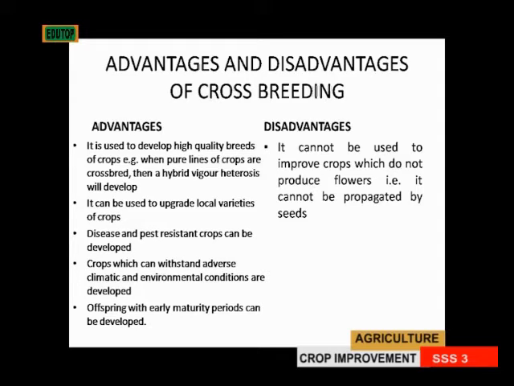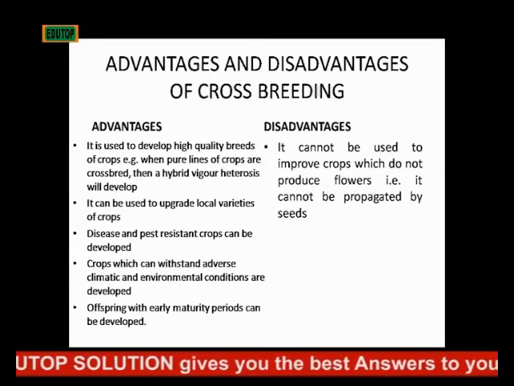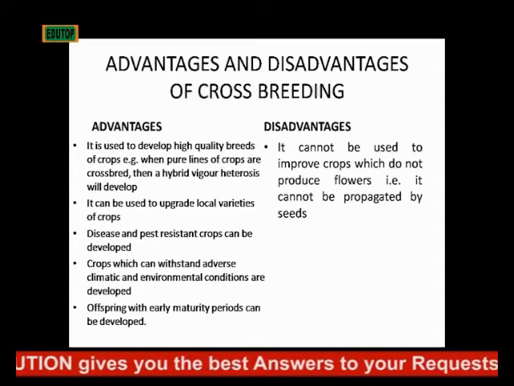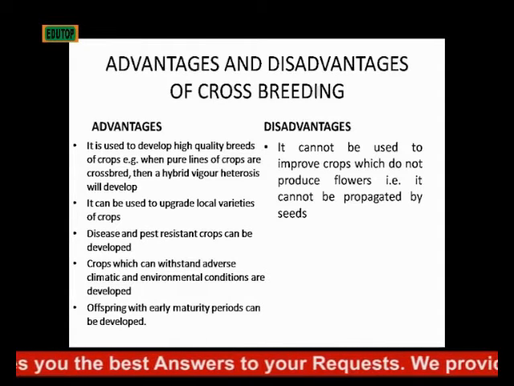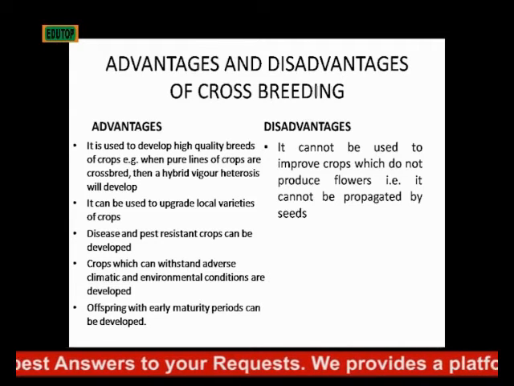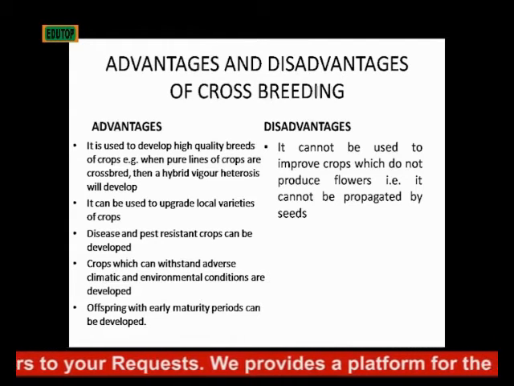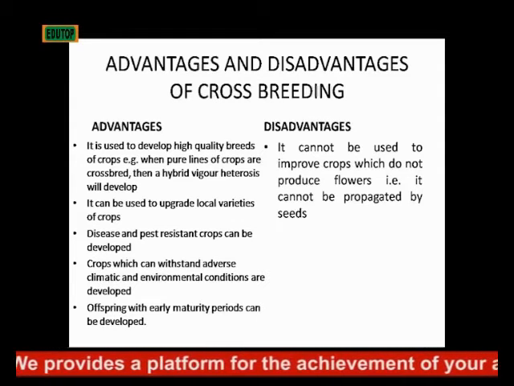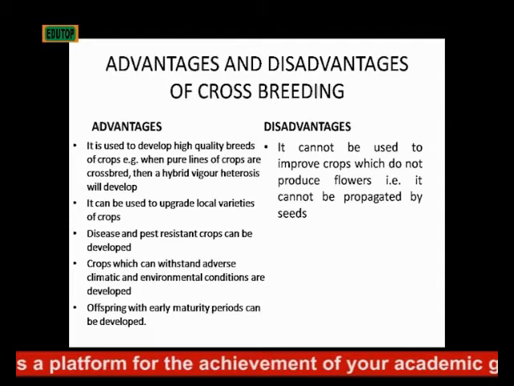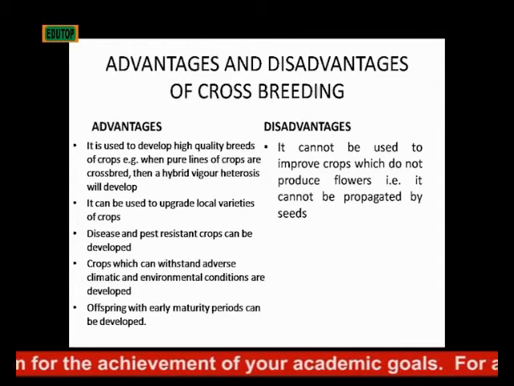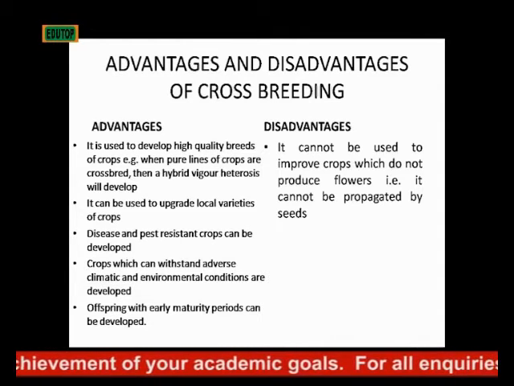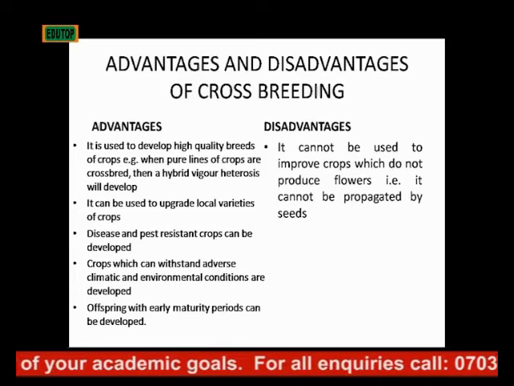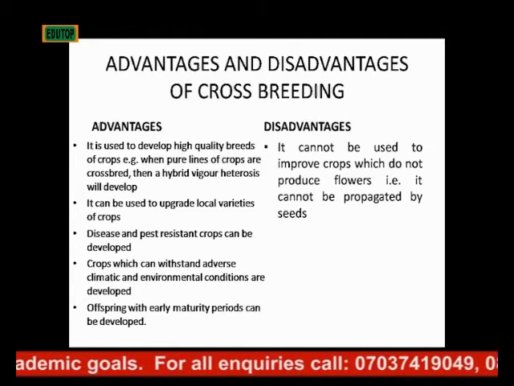Another advantage is that crops which can withstand adverse climatic and environmental conditions are developed, because you are bringing two good parents to cross. So you have a resultant crop that can withstand adverse climatic and environmental conditions. Then offspring with early maturity periods can also be developed.